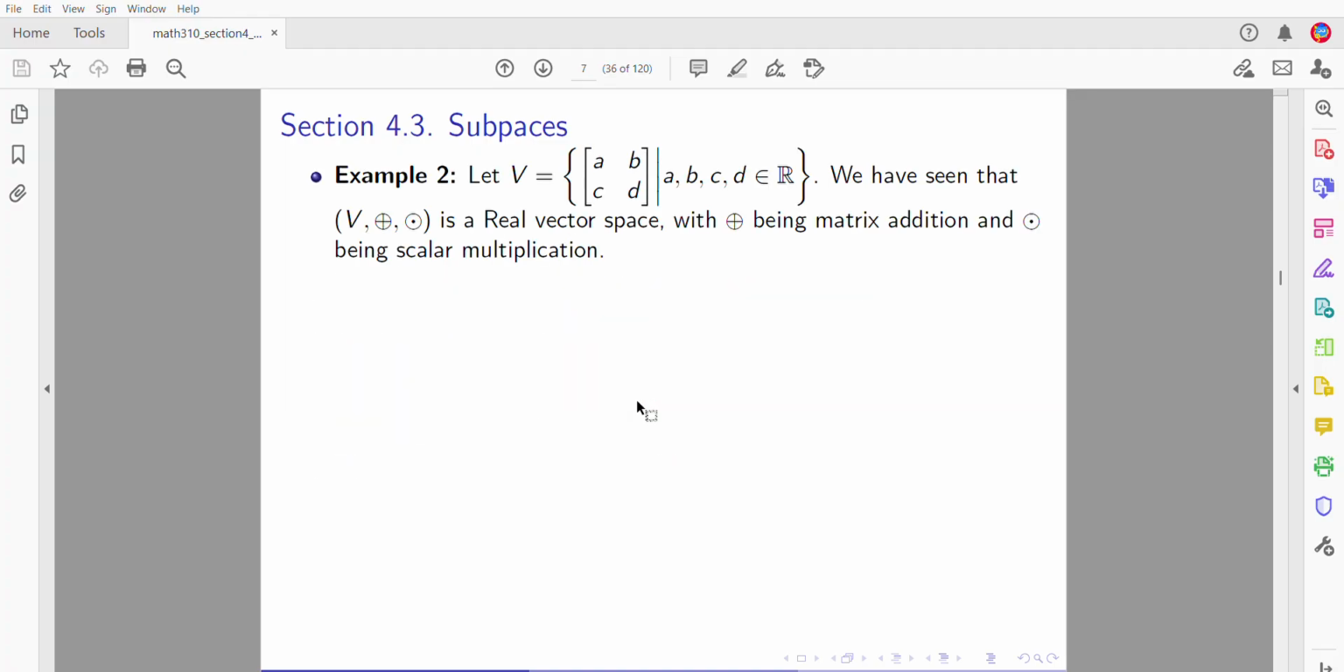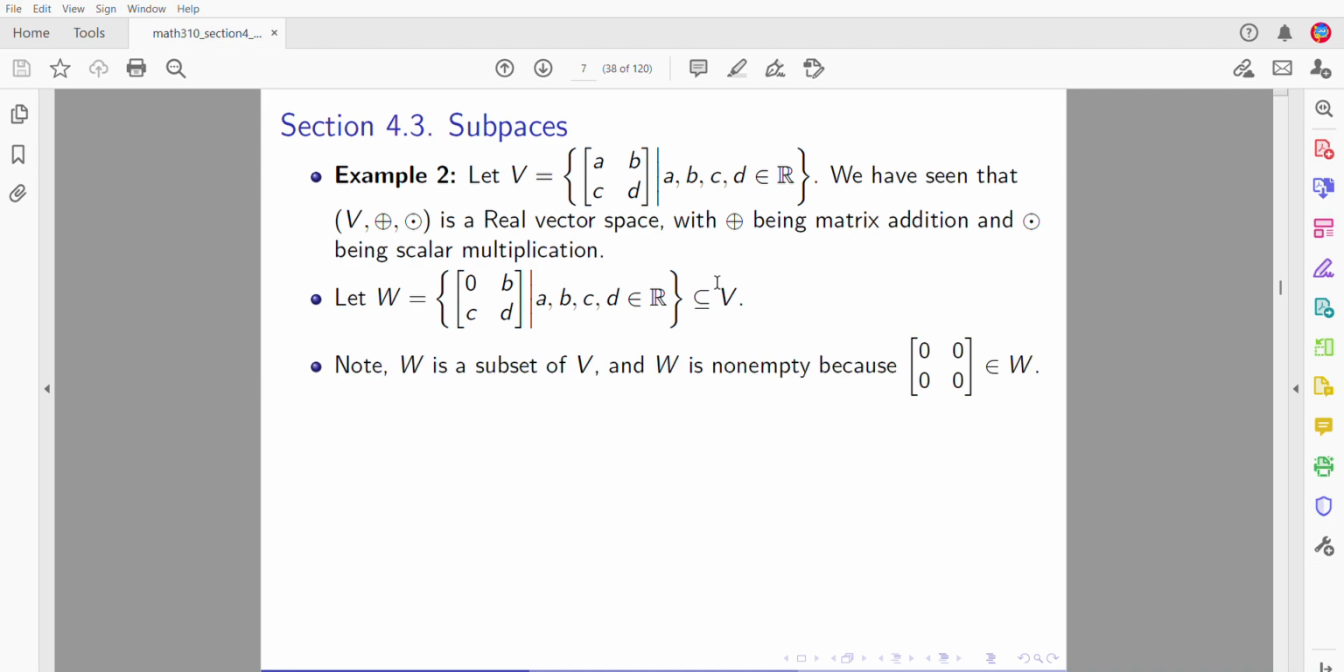Here is another example. Let V be the set of all 2 by 2 matrices with real entries. You know that V, ⊕, ⊙ is a real vector space, ⊕ being the standard addition of matrices, ⊙ being the standard scalar multiplication. Now, consider the set of all those 2 by 2 matrices where every entry is a real number, except we require that the top left be 0. So that entry is required to be 0.